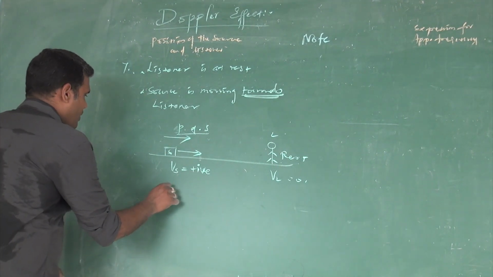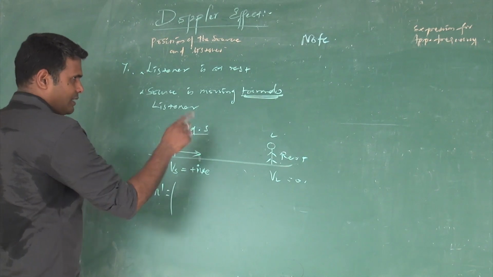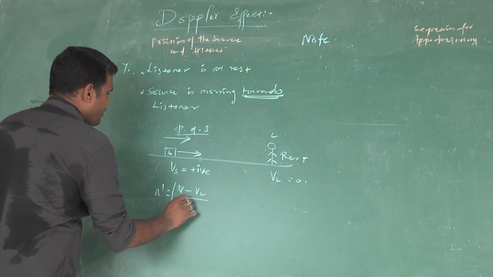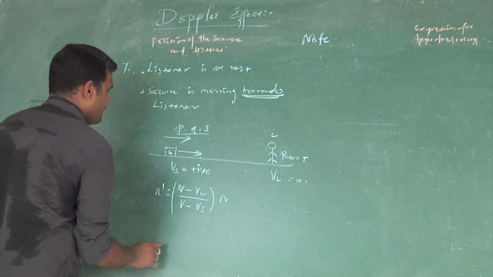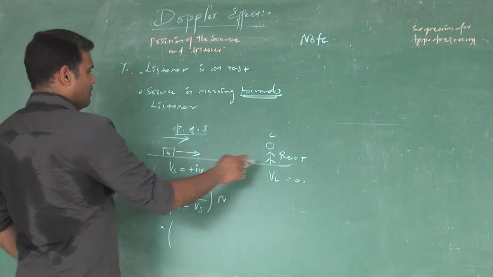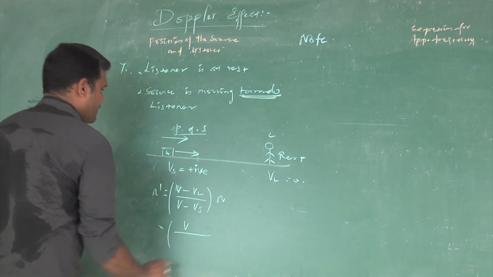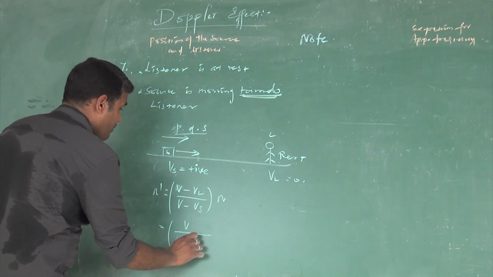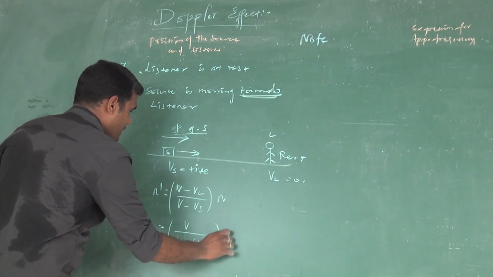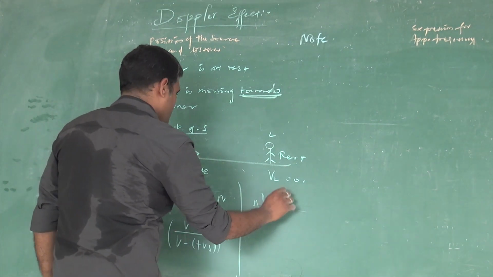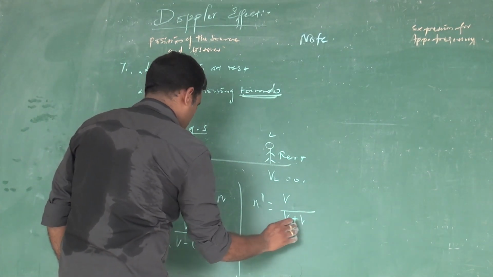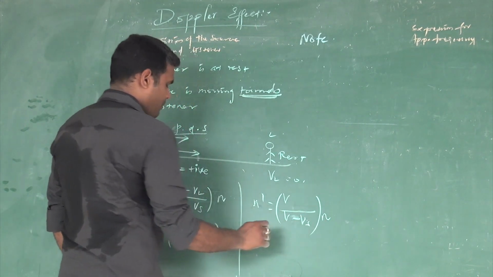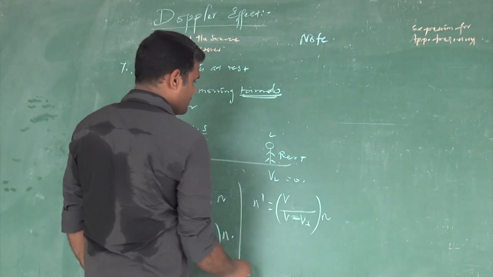So what will be the value of apparent frequency? I am using the general expression. N prime equals (V minus VL) divided by (V minus Vs) into N. Velocity of the listener is 0, so it is simply V divided by V minus of plus Vs, since the source velocity is positive, into N. So N prime is equal to V divided by (V minus Vs) into N.